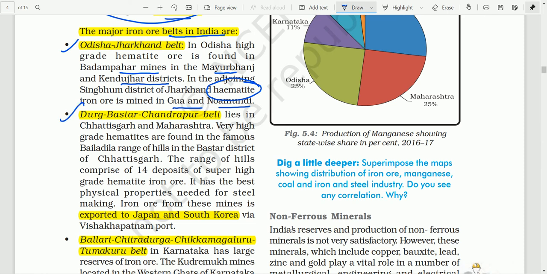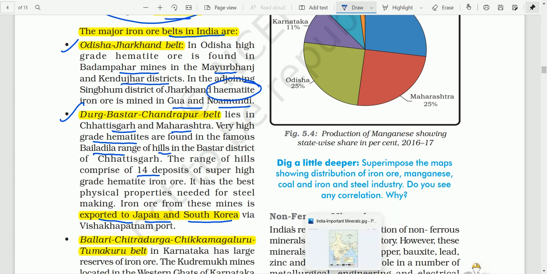So this belt lies in Chhattisgarh and Maharashtra states. Very high grade hematites are found in the famous Bailadila range of hills in the Bastar district of Chhattisgarh. The range of hills comprises 14 deposits of super high grade hematite iron ore. It has the best physical properties needed for steel making. Iron ore from this mine is exported to Japan and South Korea via Visakhapatnam port.